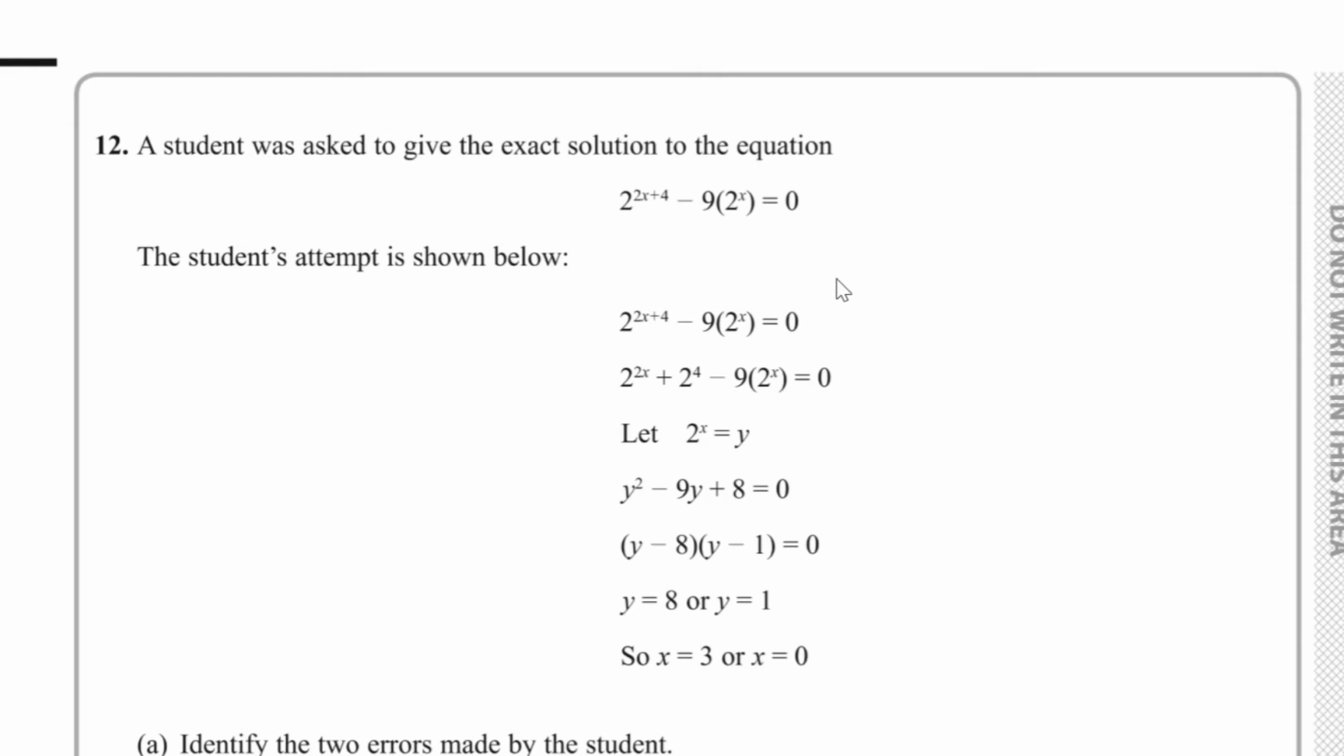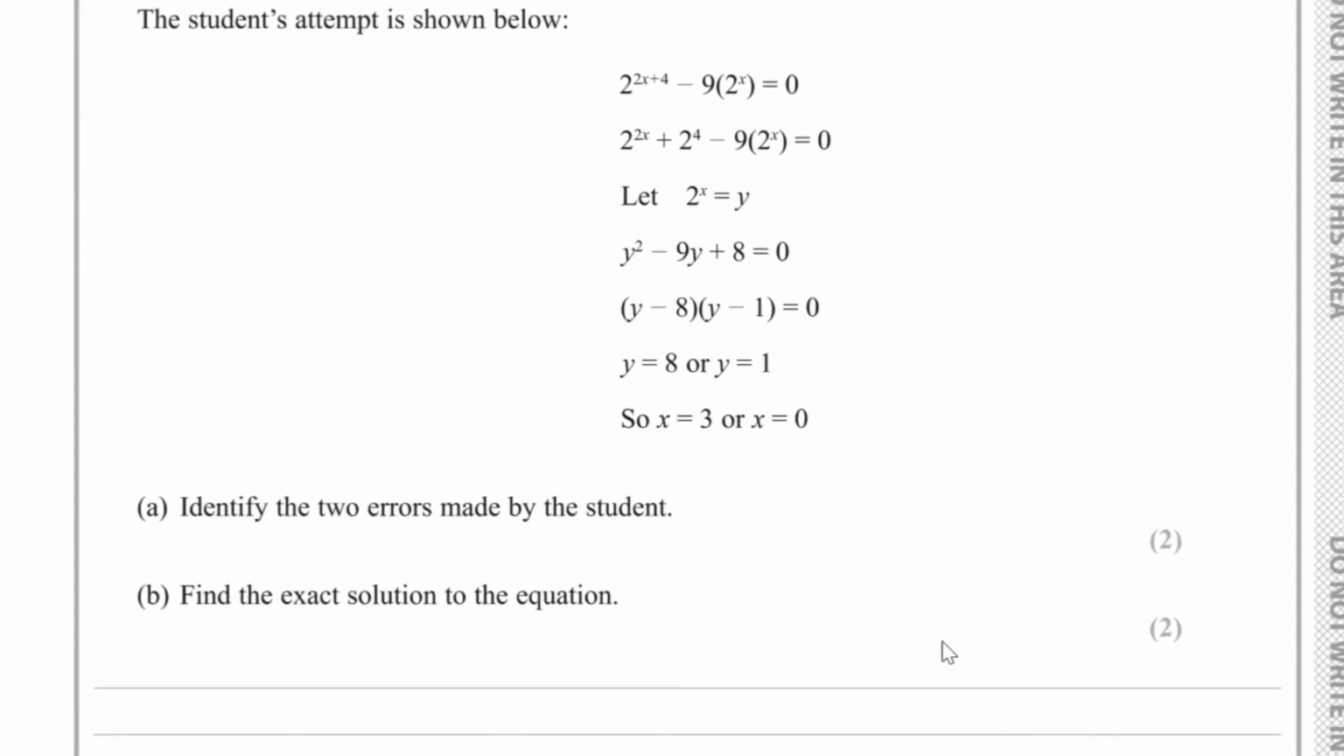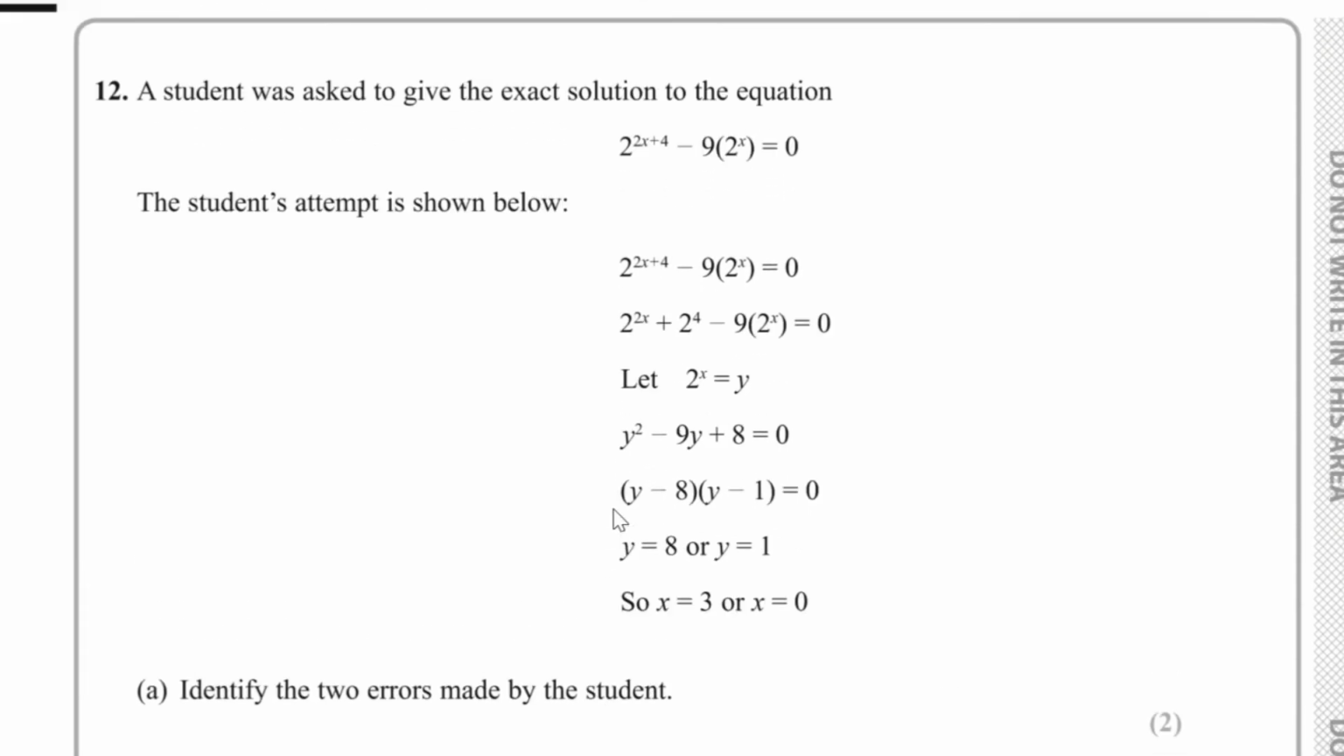Question number 12. A student was asked to give the exact solution to the equation 2 to the power of 2x plus 4 minus 9 lots of 2 to the power of x equals 0, and the student attempt is shown below. We have to find 2 errors made by the student.